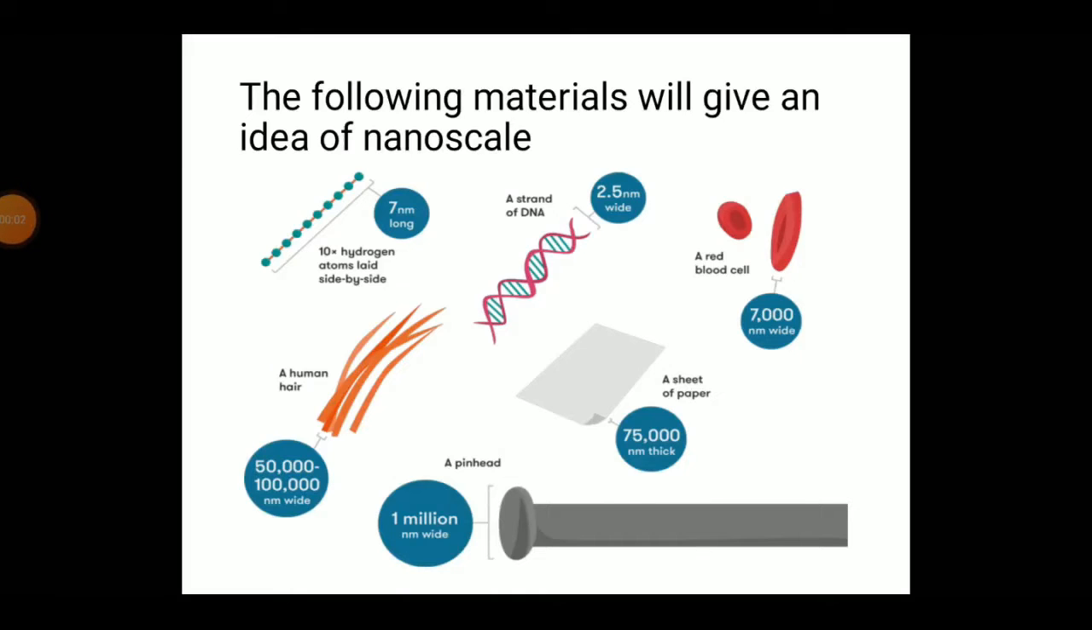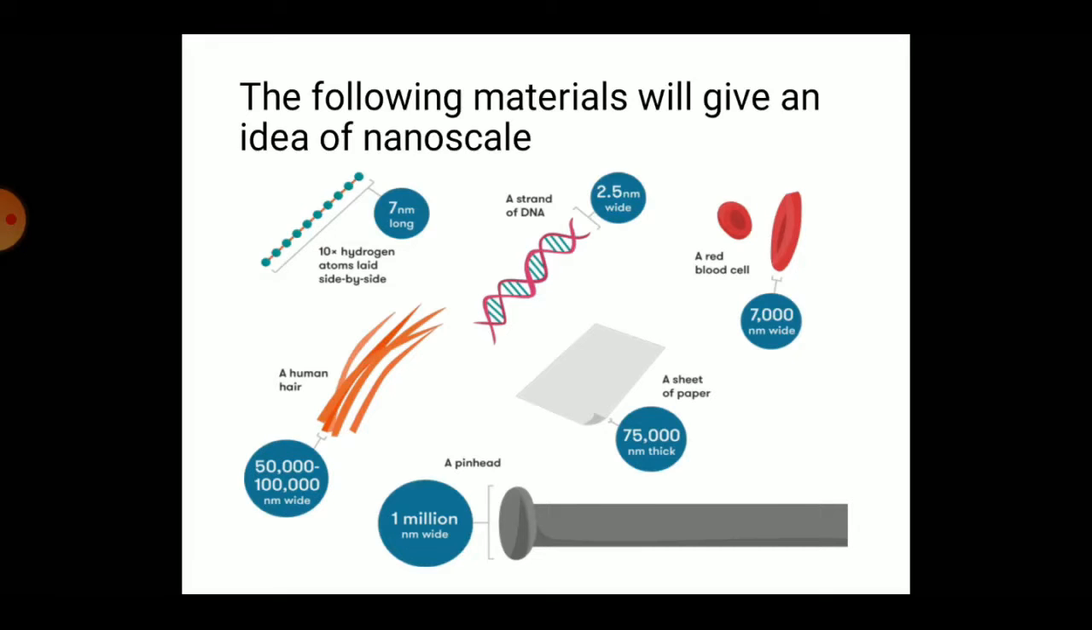So to get an idea on the nanoscale, we'll just look into these examples that are given below. So look at the human hair, that is 50,000 to 1 lakh nanometer wide. That is the width of the human hair. It is not the length, it is the width, okay? And then you are given example of a pinhead which is 1 million nanometer wide, a sheet of paper which is 75,000 nanometer thick.